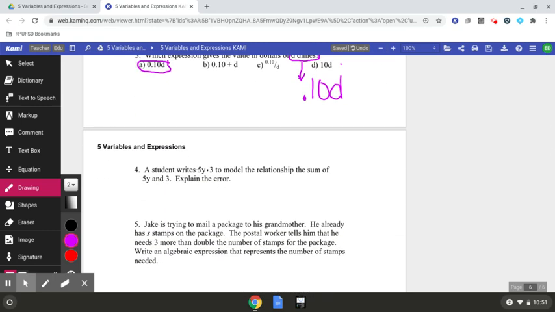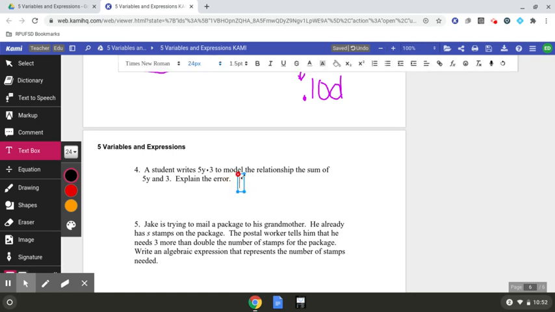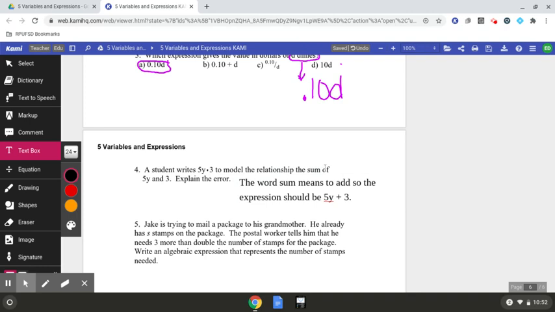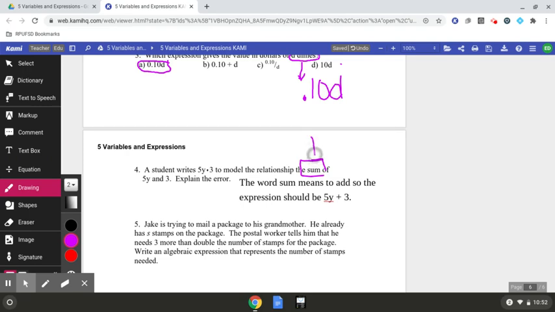Number 4, a student writes 5y times 3 to model the relationship, the sum of 5y and 3. Explain the error. So the word sum does not mean multiply, right? That's the error. The word sum means to add. So the error is the word sum means to add. So the expression should be 5y plus 3. And that would represent sum because, again, sum means add.